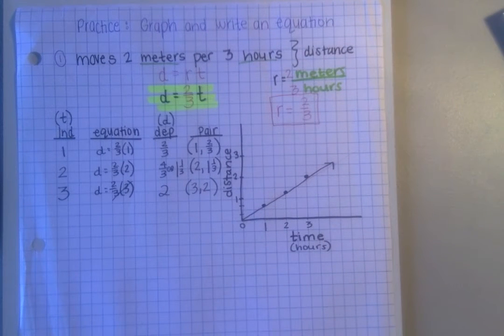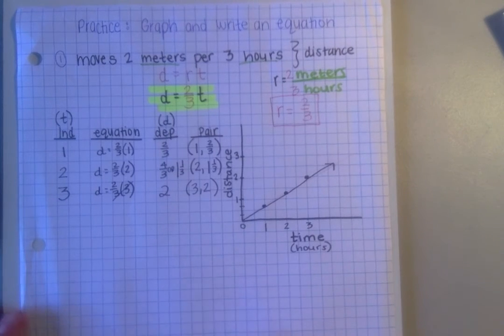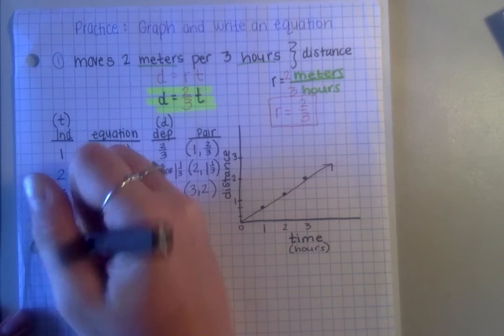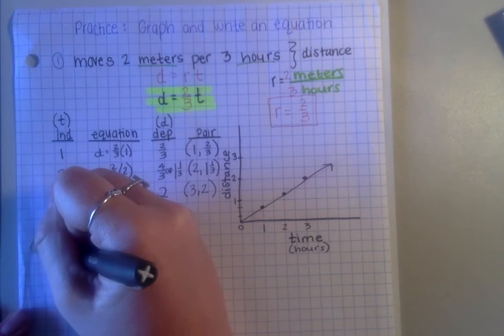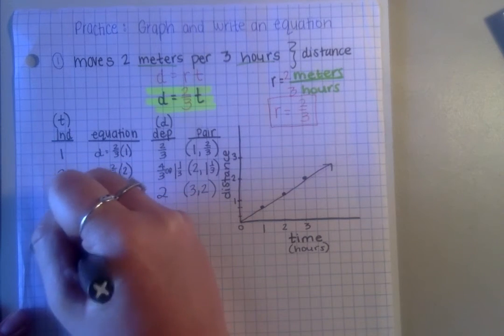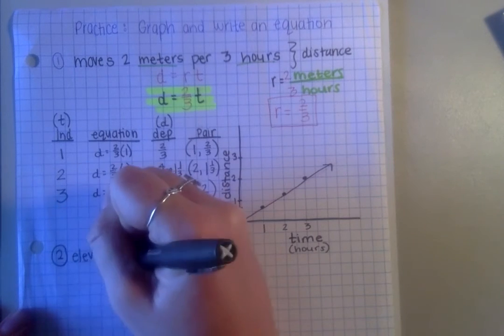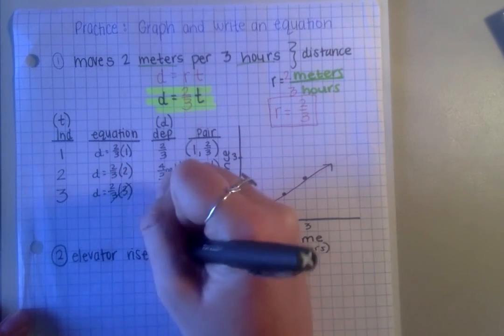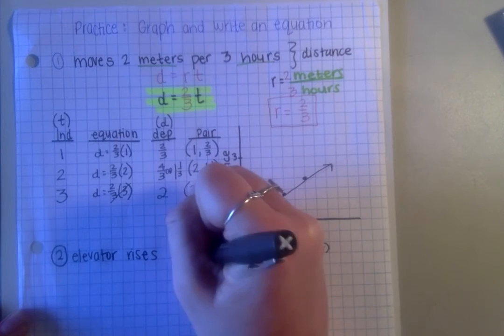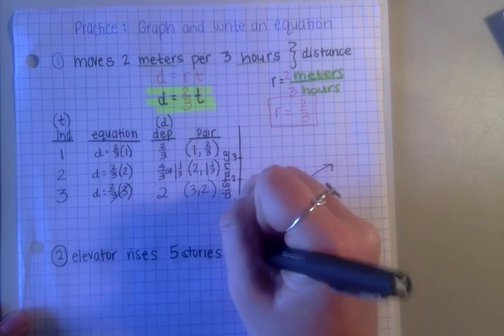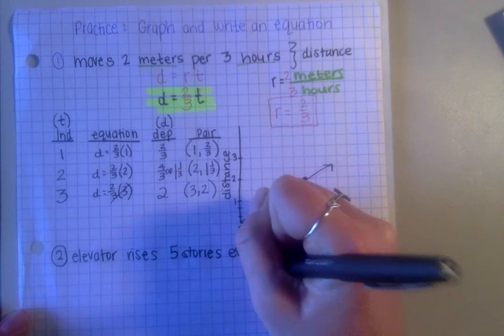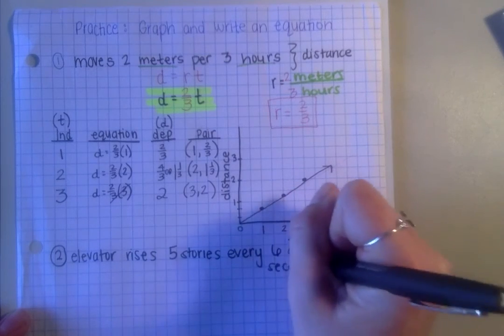And then really quickly, for the rest of them, I'm not going to do the full graph, but I want you to practice writing equations. So example 2, an elevator rises 5 stories every 6 seconds. How can I write an equation?